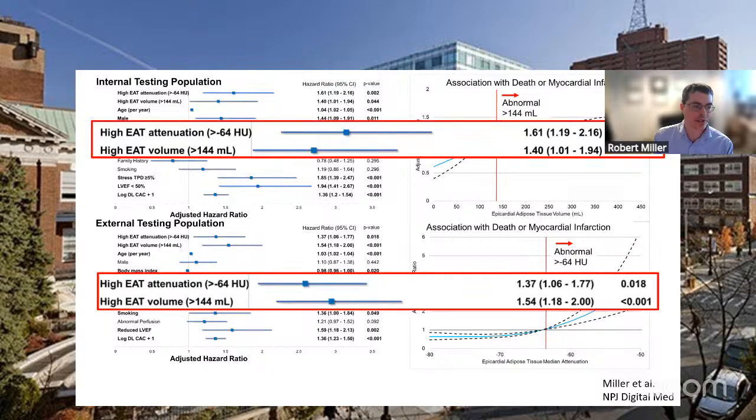just because it's difficult to see without that. And what we saw here is that both EAT attenuation and EAT volume were significant independent predictors of death or MI in both the internal and external testing populations.